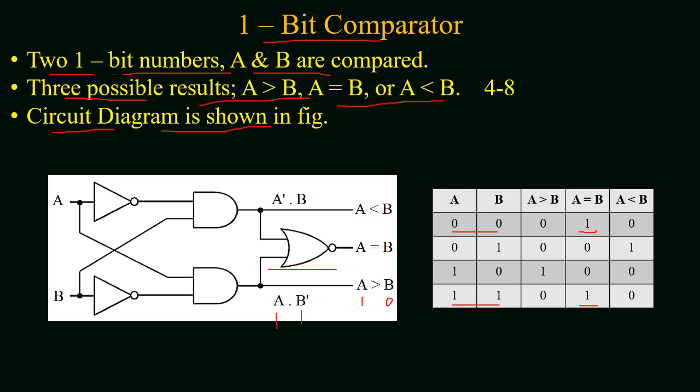And if A is less than B, then we will use the algorithm that A prime dot B will be equal to 1, because if A is less than B, then A must have a value of 0. So A prime will be equal to 1, and 1 dot 1 will indicate that A is lesser than B. The function table for the 1-bit magnitude comparator is also given here.